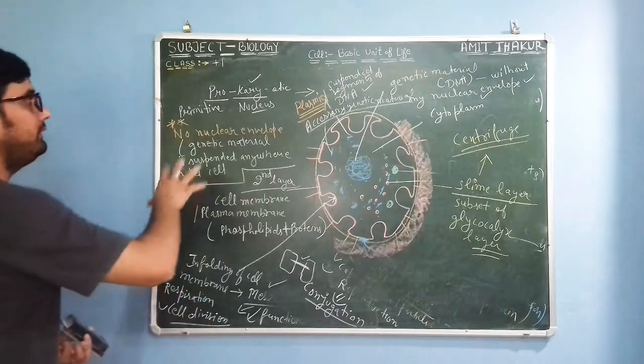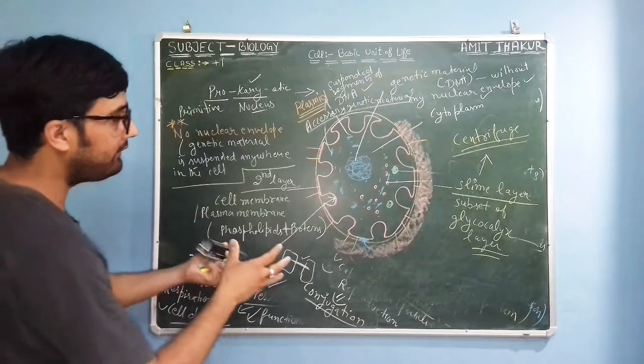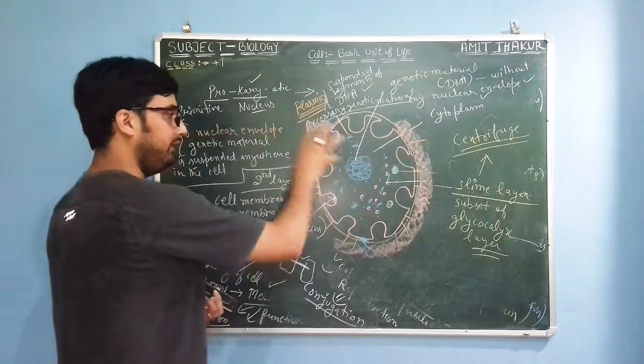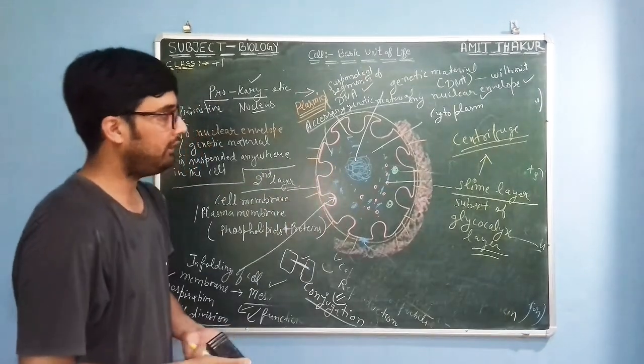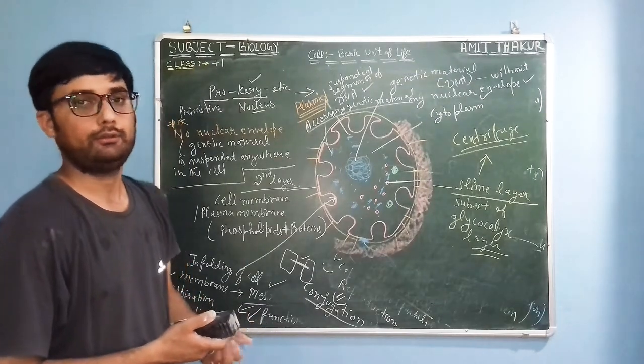So that was about the structure of the prokaryotic cell. We have discussed various parts of this prokaryotic cell. Tomorrow we will discuss the eukaryotic cell, its parts and various functions. Thank you.